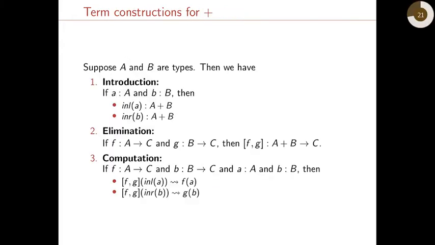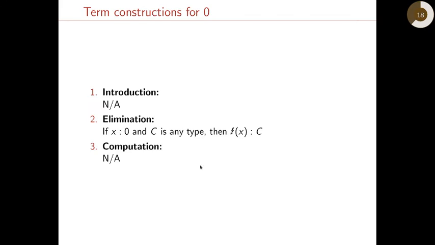So let's go back and let's start with the term construction for the zero type, the empty type. As I said, the zero type is analogous to the false proposition. Remember that for the false proposition we did not give an introduction rule because we said, well, there is not really a proof of the false proposition. This corresponds to the fact that here we don't have an introduction construction for the zero type.